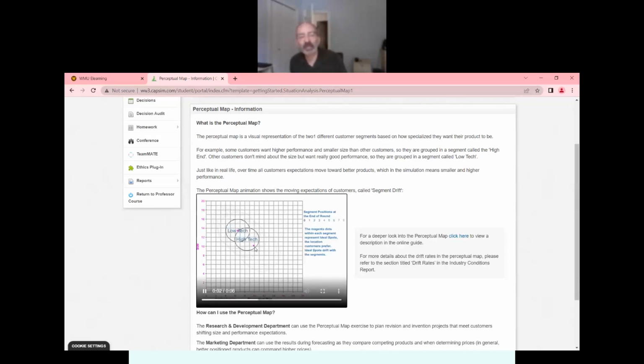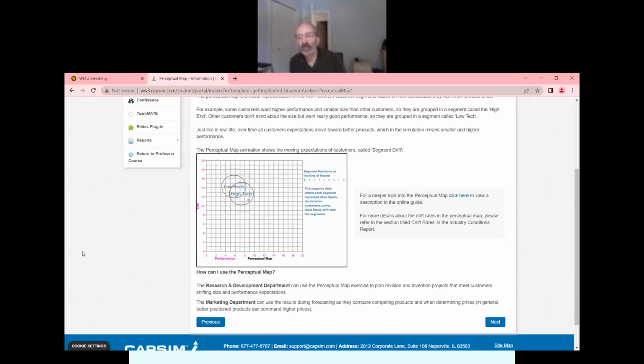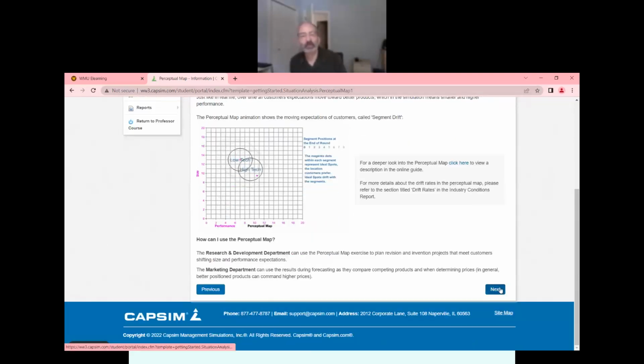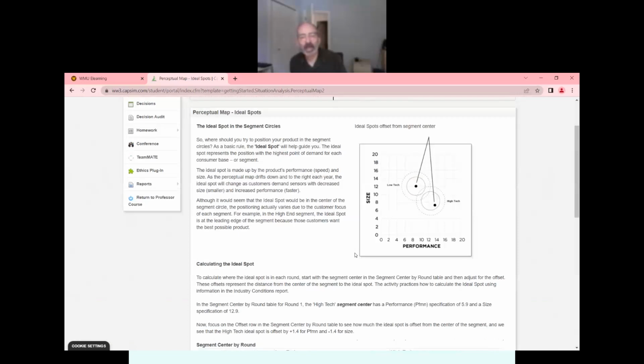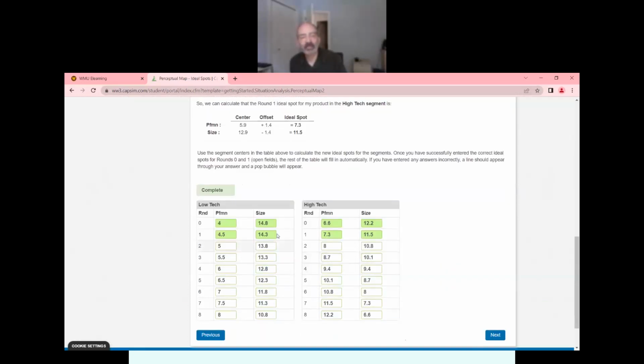Each area also has an ideal spot. This is where they would really like it to be. Like high tech really wants it where this little magenta dot is. Low tech, to be honest, there's other things, and we'll see that later, that these customer groups want. But low tech customers are most interested in price, and they'll take one that's further back in the circle if the price is right.